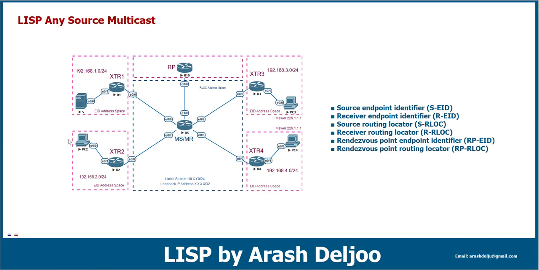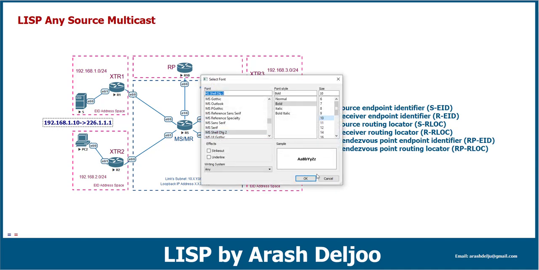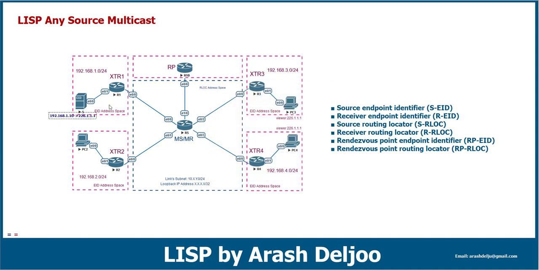As you can see here, we have a server, and this server now should send traffic to the destination multicast group of 226.111, for example, and the source IP of this packet is 192.168.110, the IP of the server. This is our multicast packet, now being sent from the server S. Let me show you. This is our packet, and now it is reaching router 1.